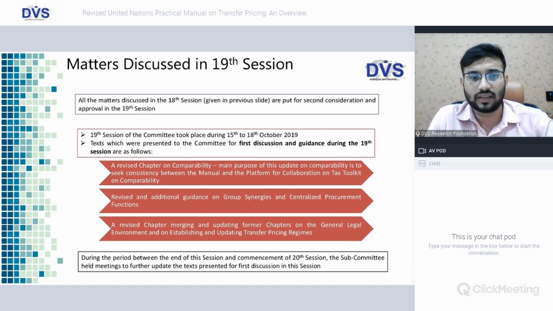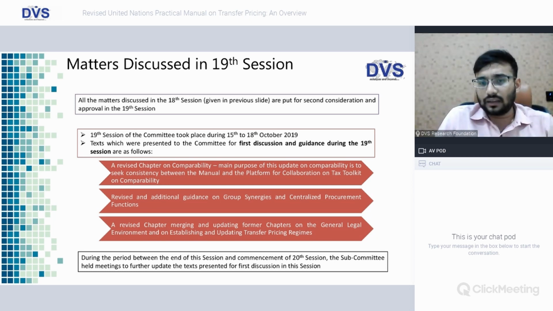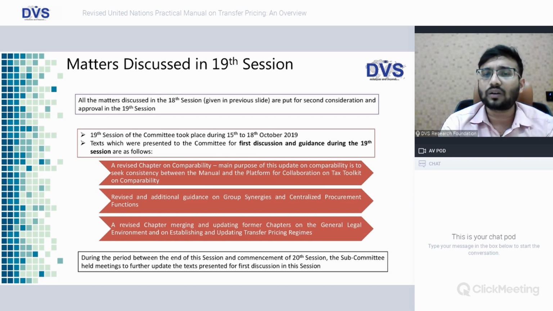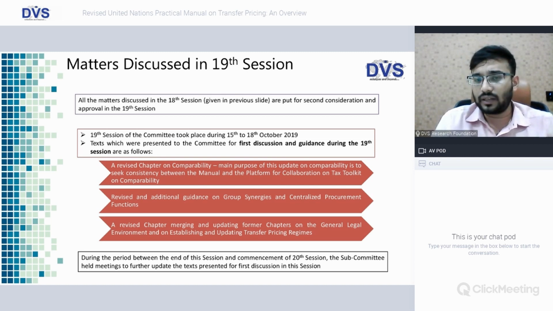The first being the revised chapter on comparability. The main purpose is to seek consistency between the manual and the platform for collaboration on tax toolkit on comparability. This is again a platform. So there are various platforms on OECD. One we would see is the platform for collaboration on tax treaty negotiation. There is another one which we are seeing, the tax toolkit on comparability. So there was a necessity to confirm that whatever is given in the UN manual is consistent with this platform for collaboration, the sessions given by the PCTT on comparability. So if not, what are the reasons and what can be done in a better manner?